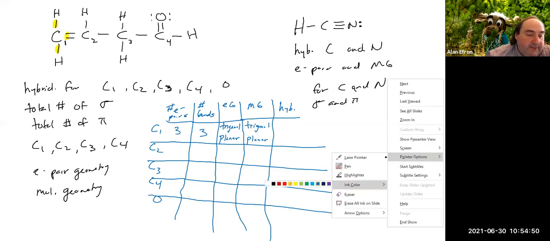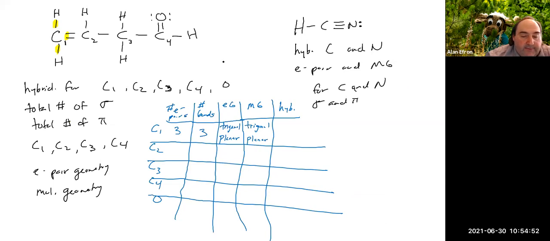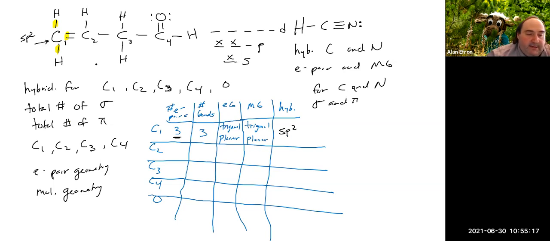Now we get to hybridization, which again, we could use our little method here to assign hybridization to this guy. And it is based on electron pairs. There are 3 electron pairs, which means carbon number 1 has the appropriate sp2 hybridization occurring there. Any questions on that so far?